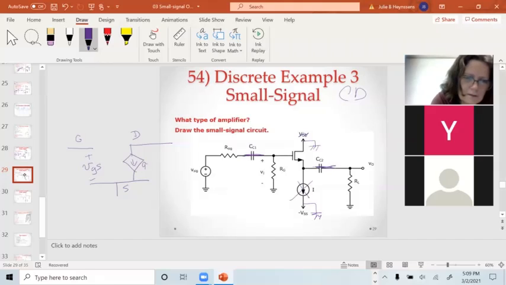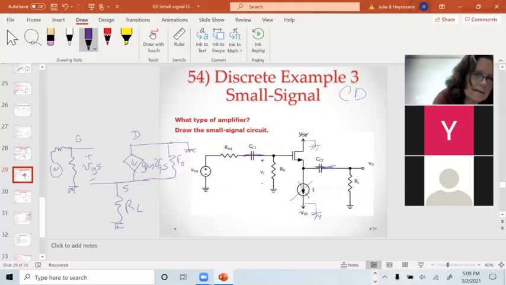Okay. Yeah. gm VGS, ro. The drain on this is grounded. The source is going to RL. And the gate sees a voltage divider: Rsig and RG.